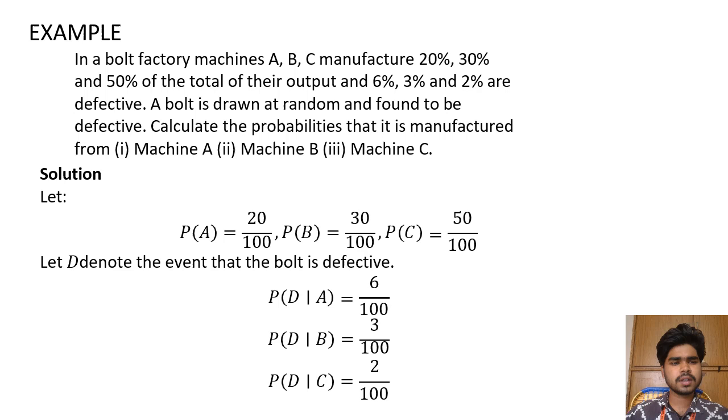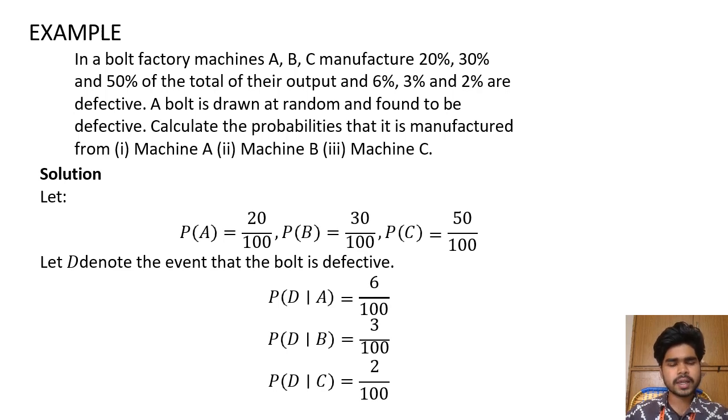So let's see one example related to Bayes theorem. In a bolt factory, machines A, B, C manufacture 20, 30 and 50% of the total of their output and 6, 3, 2% are defective. A bolt is drawn at random and found to be defective.